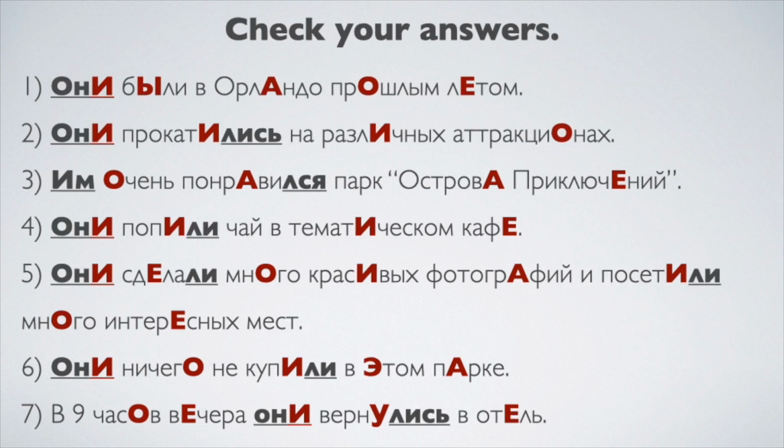Now check your answers. Number 1. Они были в Орландо прошлым летом. Number 2. Они прокатились на различных аттракционах. Number 3. Им очень понравился парк «Острова приключений». Number 4. Они попили чай в тематическом кафе.